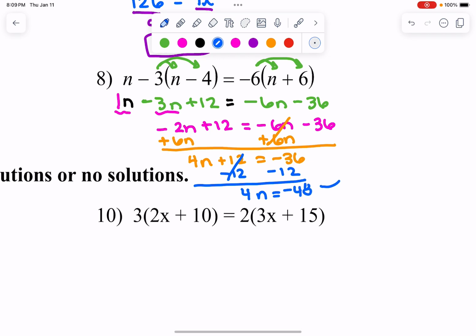I'm running out of room, so I'm going to go ahead and put them up here to the side. So I'm just going to rewrite my 4n equals negative 48 so that I can divide both sides by 4. And we get that n is equal to negative 12.